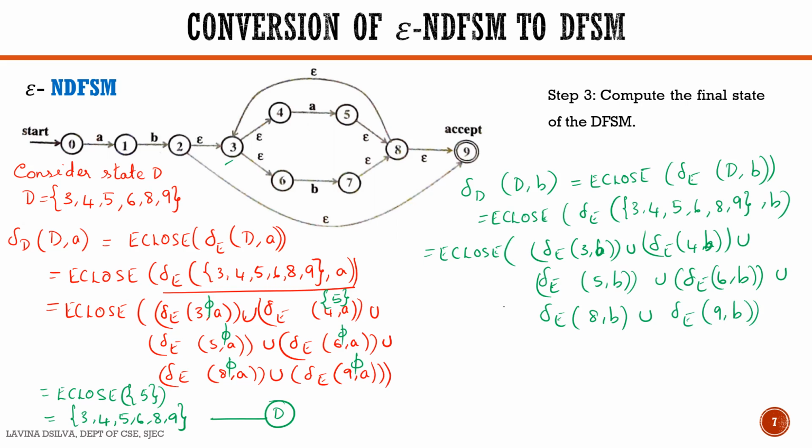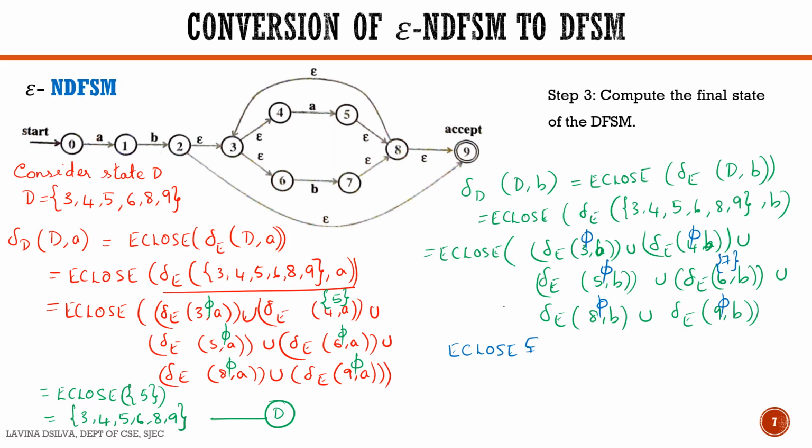Let us see the transitions now. 3 and B, no transition, therefore 5. 4 and B, no transition, therefore 5. Then we've got 5 and B, no transition, therefore 5. 6 and B, yes, on state 6 if you give a B it goes to state 7, so it is 7. Then state 8, no transition, 5, and state 9, no transition, therefore it is 5. Now the union of all these transitions will be equal to E close of state 7.